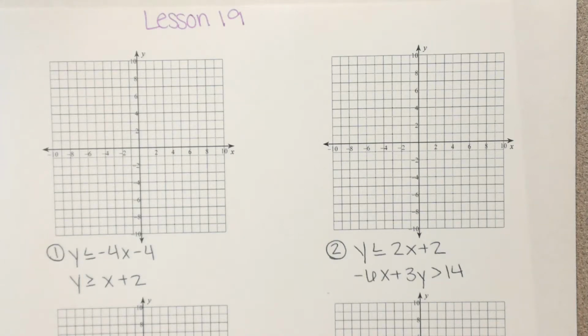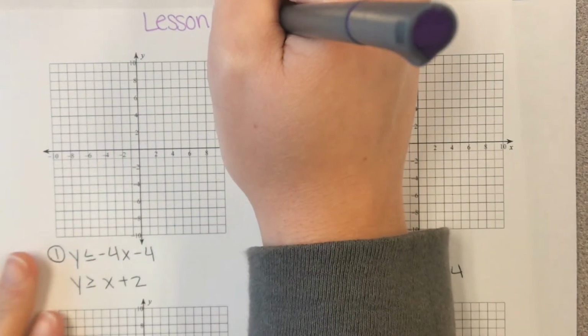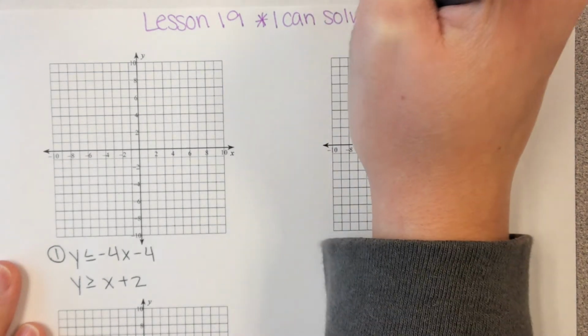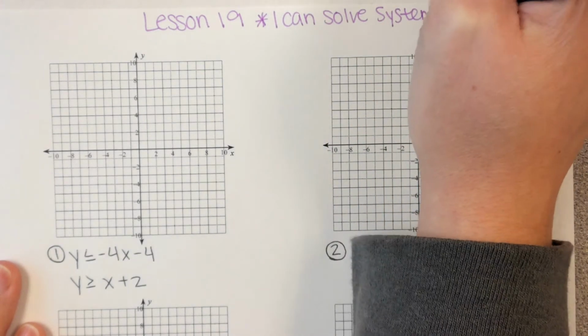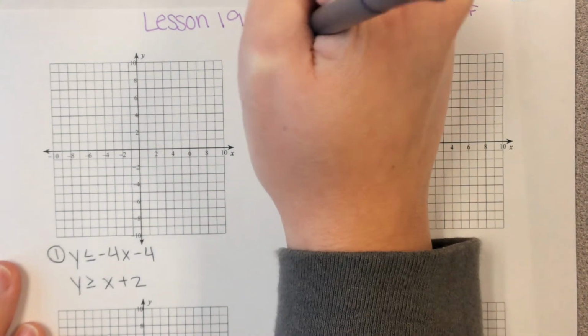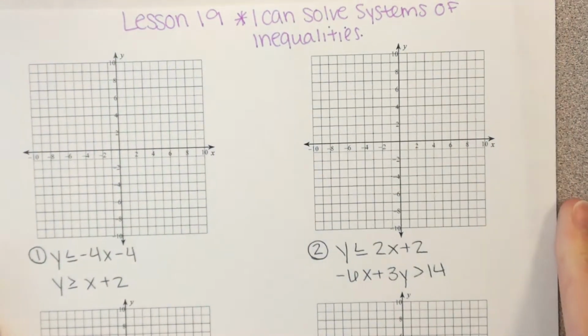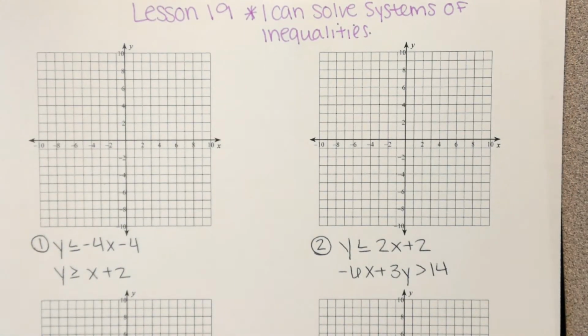Okay, so lesson 19 is solving systems of inequalities. Your learning objective, which I didn't write down because I'm not in my notebook, is: I can solve systems of inequalities. Basically, what we're doing is graphing inequalities and then finding where their shaded regions overlap.